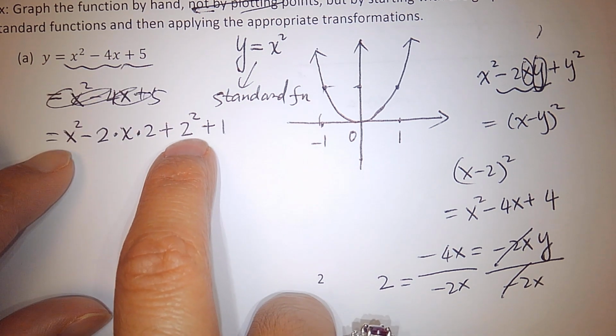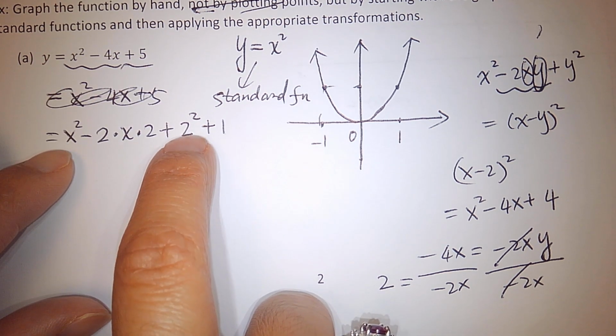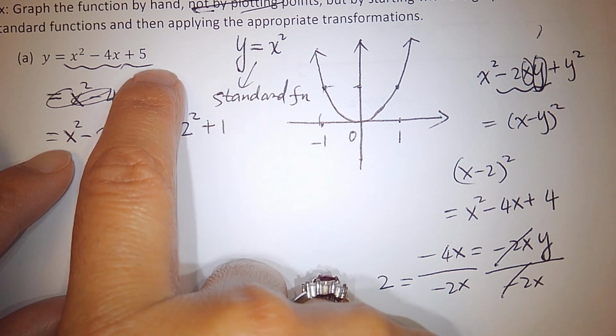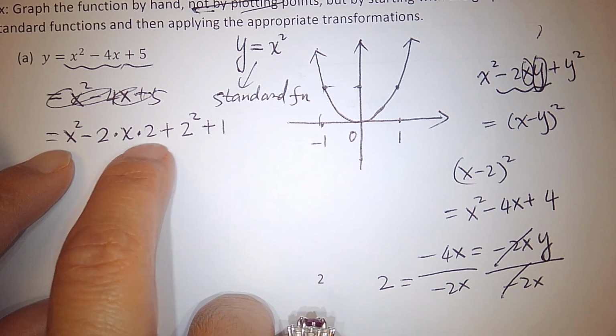Okay, I see. So this is 4 plus 1, and that gives us the 5. And then this is still negative 4x, okay?